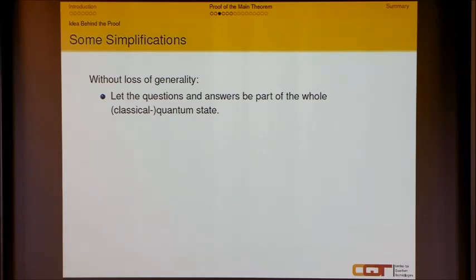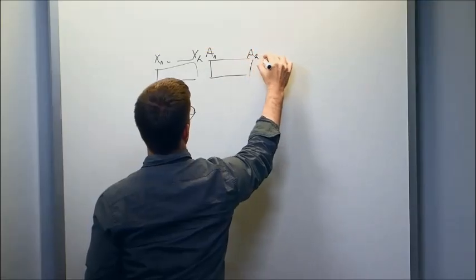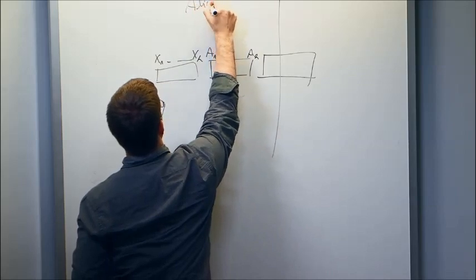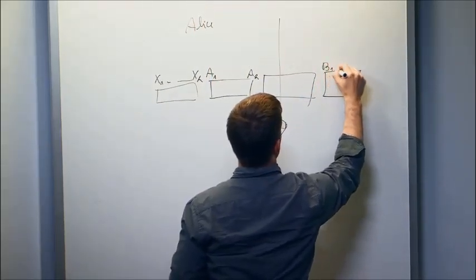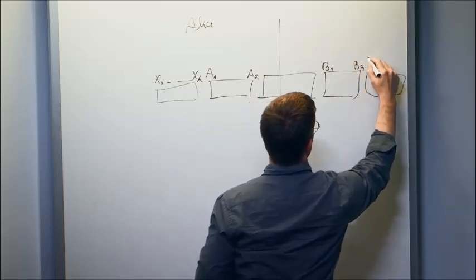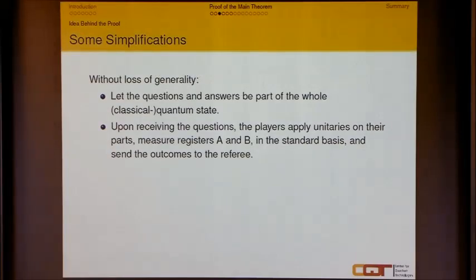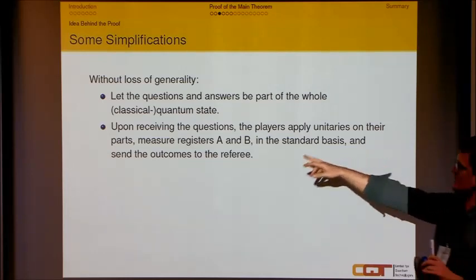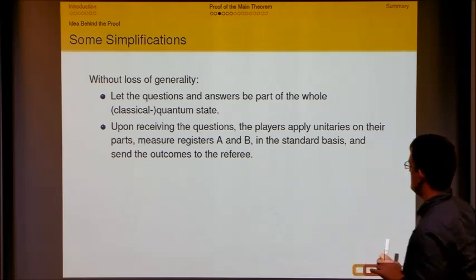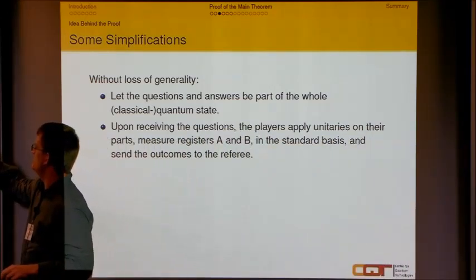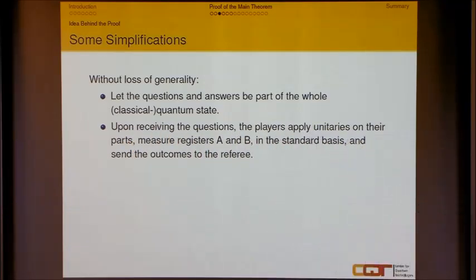So let's say that we have a register x1 to xk, and then we have answer registers a1 to ak. Then there is some shared state, so all this is Alice. Then there is Bob's answers and Bob's questions. These are the registers for the whole state. So without loss of generality, we can say that when Alice and Bob receive the questions, based on the particular x they get, they apply some unitary operation on this register A and half of the shared state, and Bob does likewise. After that, they just measure these registers in the standard basis and then answer back to the referee. So nothing happens here. This is just a different notation.